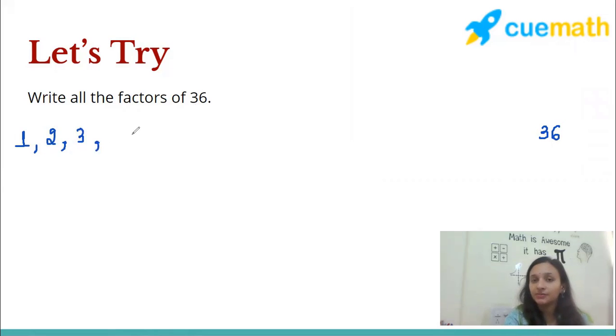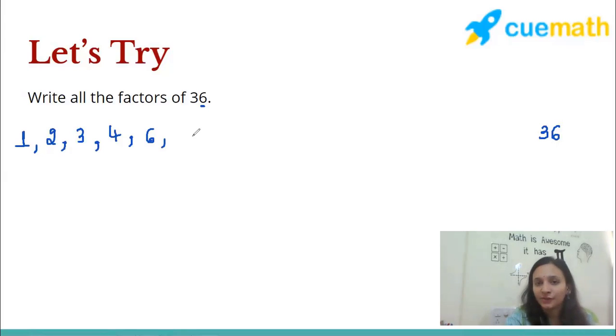In 4's multiplication table, we again get 36. 4 9s are 36, so it's perfectly divisible. So 4 is a factor. 5 is not, because the digit at the ones place is neither 5 nor 0, so it's not divisible. 6 6s are 36, so 6 also is a factor.